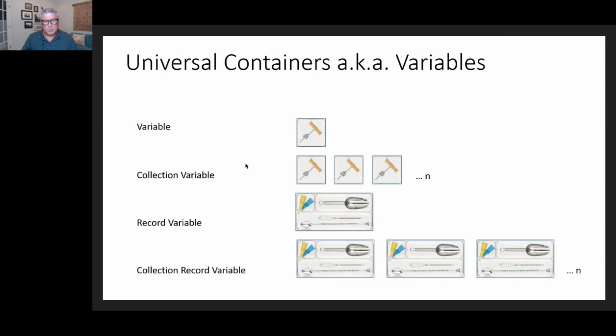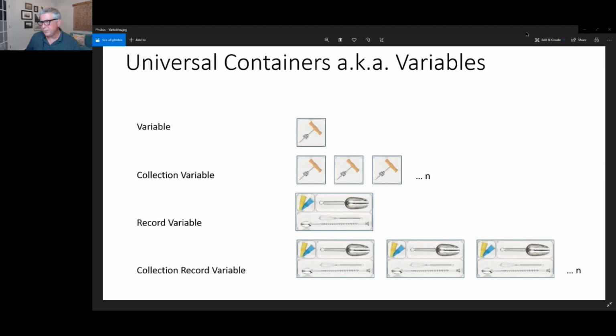When you're talking about a collection record variable, again, you're talking about n number of different record variables that contain different values of certain type. So you can have the contact record for Andy, you can have the contact record for Christian, and you can have Jennifer, and all these different record variables can be stored for you to process and use later.